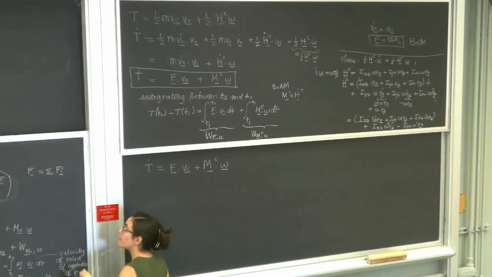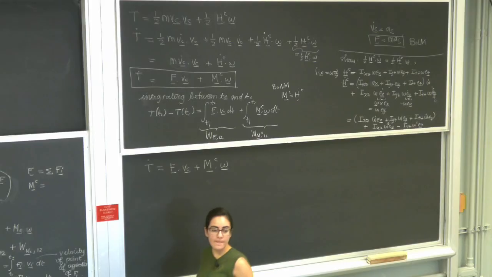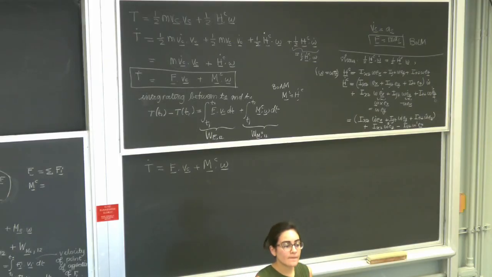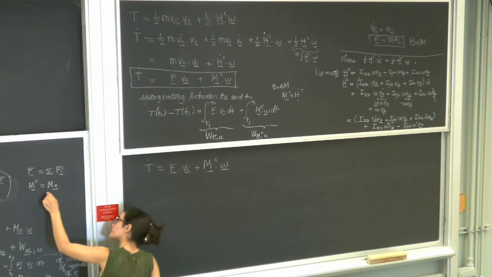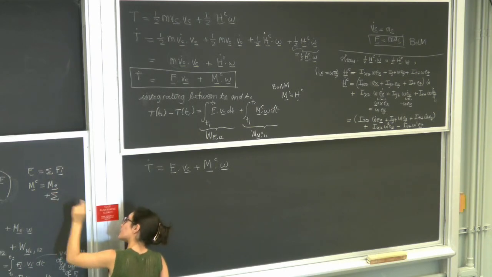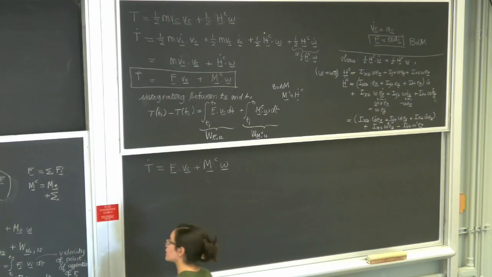What about Mc? The moment of the couple plus the moment of the forces. How do I write the moments of the forces? What is it? R is the position vector from where to where? I'm trying to find the moments about the center of mass. So Ri minus Rc cross F, exactly.